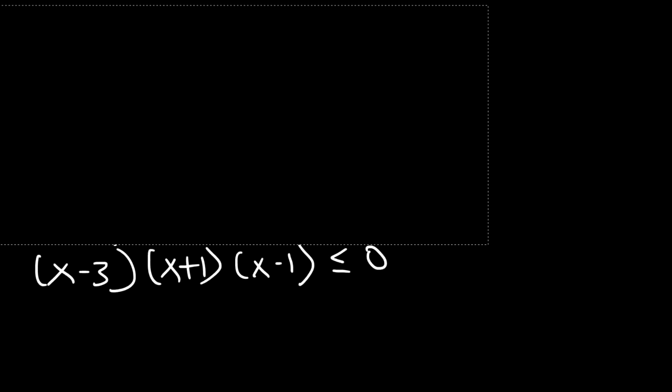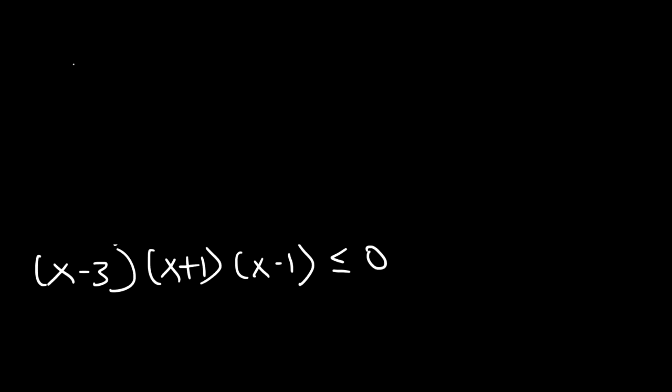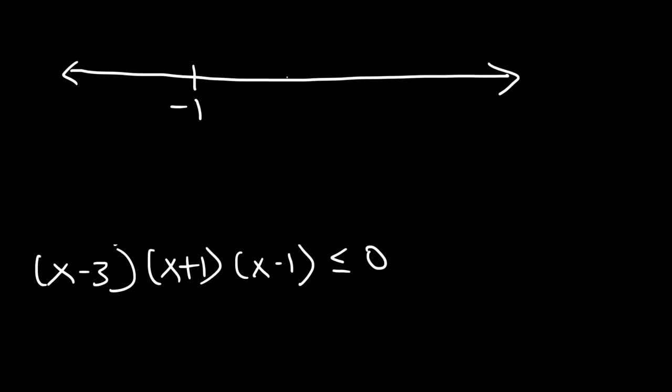So now let's create the number line. There's 3 points of interest. So we have negative 1, 1, and 3. And then to the right we have positive infinity and negative infinity on the left. Now, notice that it's less than or equal to 0. Because of the underline, it's going to include these 3 points, negative 1, 1, and 3. So I'm going to use a closed circle as opposed to an open circle this time.